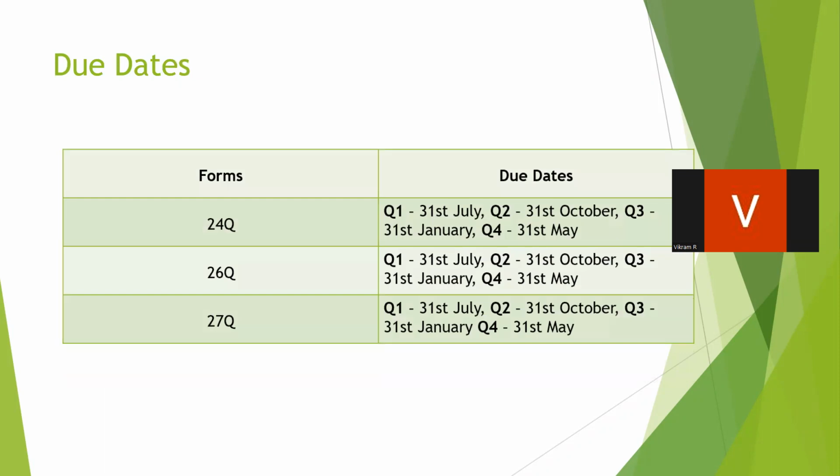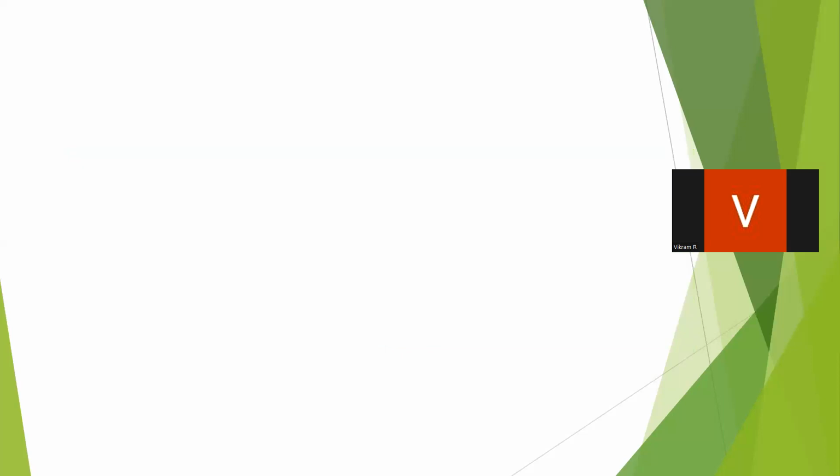Due dates. All the due dates are the same for 24Q, 26Q, and 27Q. For Q1, that is 1st April to 30th June, 31st July is the due date, Q2 is 31st October, Q3 is 31st January, and Q4 is 31st May. It repeats for 26Q and 27Q. So that's all. Thank you.